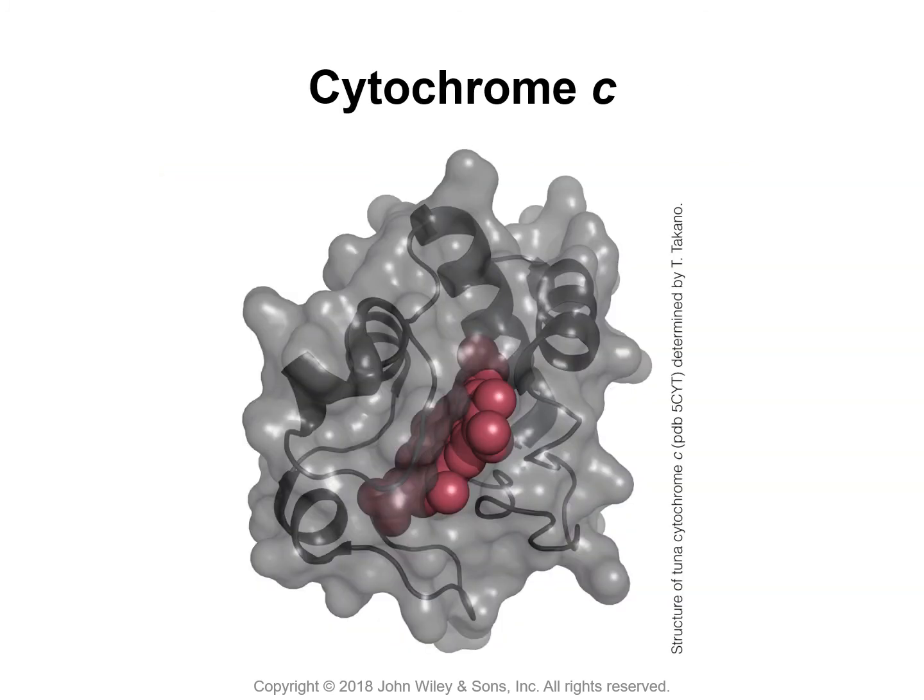And this is cytochrome C. The protein is shown as a gray transparent surface over its ribbon backbone. The heme group, pink, lies in a deep pocket. Cytochrome C transfers 1 electron at a time from complex 3 to complex 4.